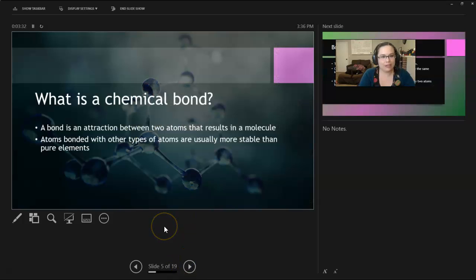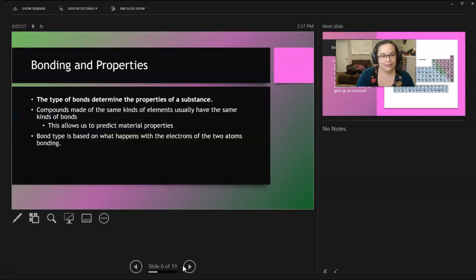We started talking about what is a chemical bond. A chemical bond is an attraction between atoms that results in a molecule, and once they're bonded, atoms are usually more stable. Most of you realized when you did your element project that your element was not usually found as a pure metal or nonmetal in nature. Usually they're found mixed with something. And the different types of bonds determine the different properties of the materials.